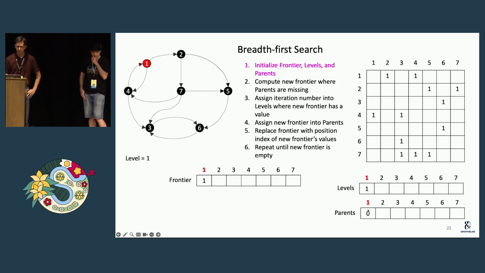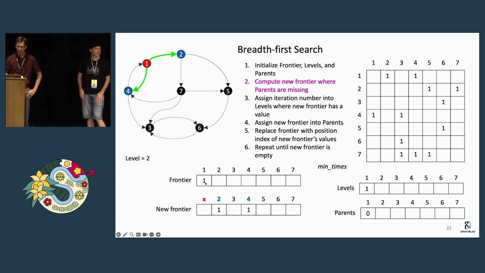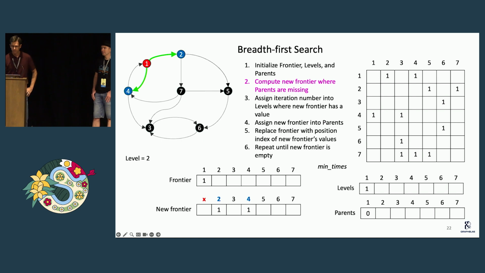The parent, we're starting with a 0, and the frontier, I'm just initializing it with a 1. So the steps we go through here is I'm going to compute a new frontier where the parents are missing. This where the parents are missing doesn't make much difference now, but you'll see it's key. I basically take the shape of the parents, and because there's already a value here, I put an X and say you can't compute a value there.